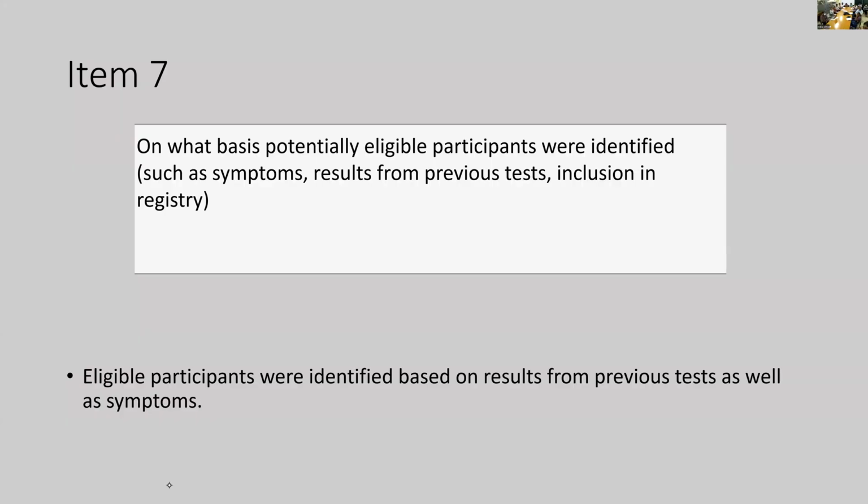Okay, so the next question is on what basis potentially eligible participants were identified, such as symptoms or results from previous tests. So we didn't have a registry. All our patients were identified on referral, either because of test positivity or based on symptoms when the clinician suspected it.